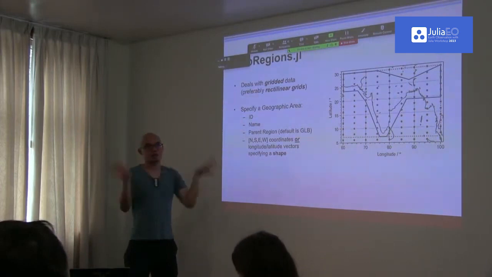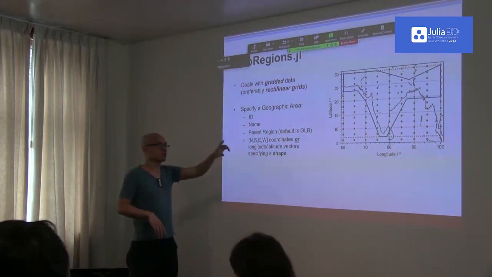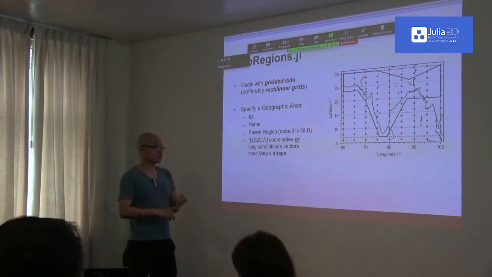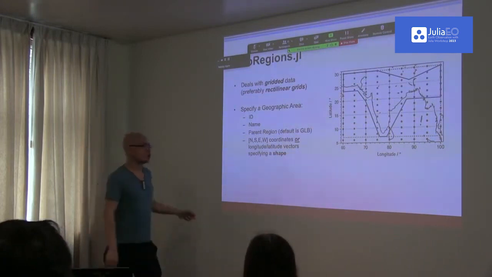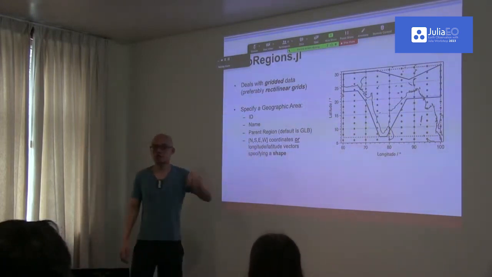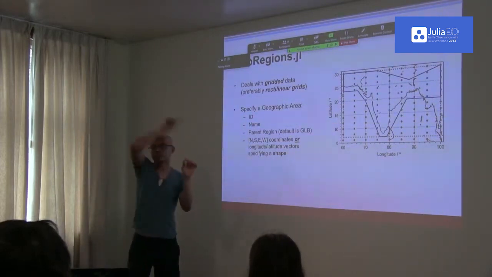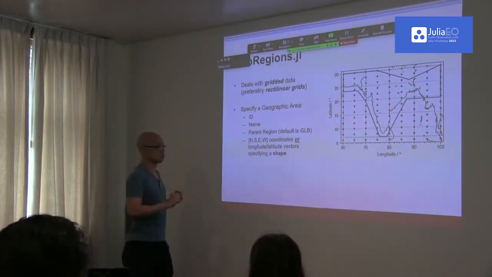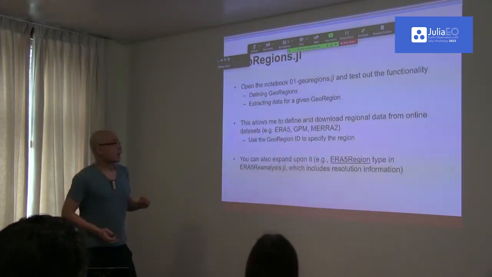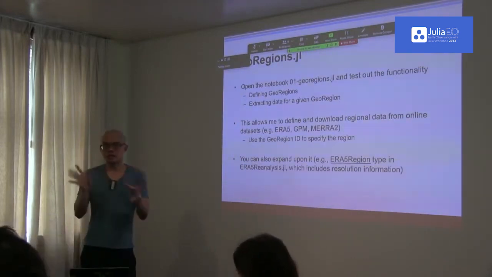A parent region is a region that encompasses the region you're specifying. The default is the globe. For other reasons you may choose it to be different, but it has to be bigger than the geographic area you want to analyze. Then you have two ways of doing this. You can specify a rectangular region in longitude and latitude, or you can specify a shape by giving a vector of longitudes and a vector of latitudes that specifies an entire shape.